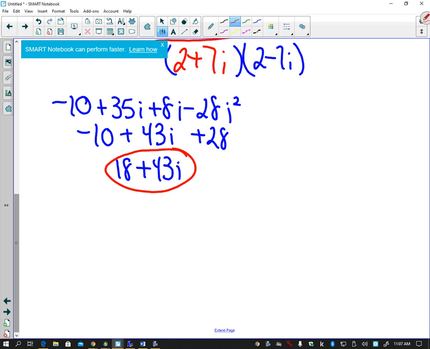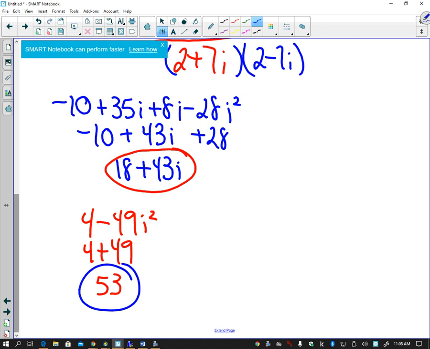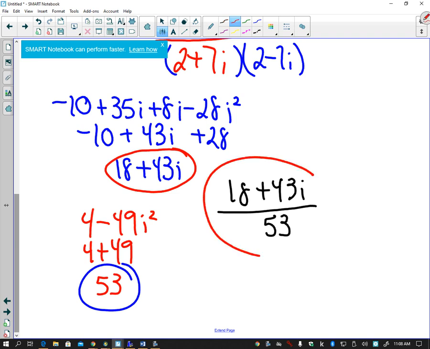2 times 2 is 4. Notice that they are a sum and difference, so I just need to do 7i times negative 7i, which would normally be negative 49i squared, which is negative 1. So it's really 4 plus 49, which is 53. So now my answer is 18 plus 43i over 53. It's just that easy, folks.